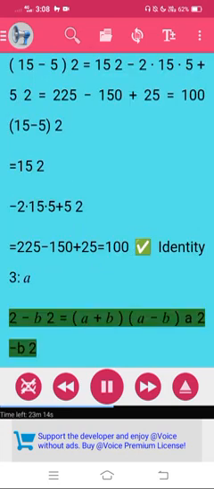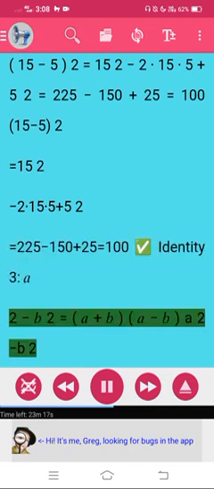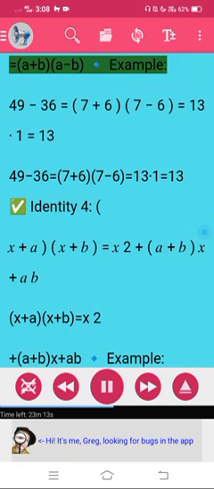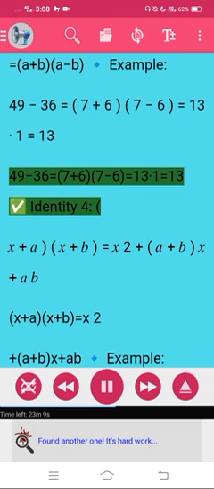a² − b² = (a + b)(a − b) = 225 − 150 + 25 = 100. Check: identity. Identity 3: a² − b² = (a + b)(a − b). Example: 49 − 36 = (7 + 6)(7 − 6) = 13 · 1 = 13. Check: identity.